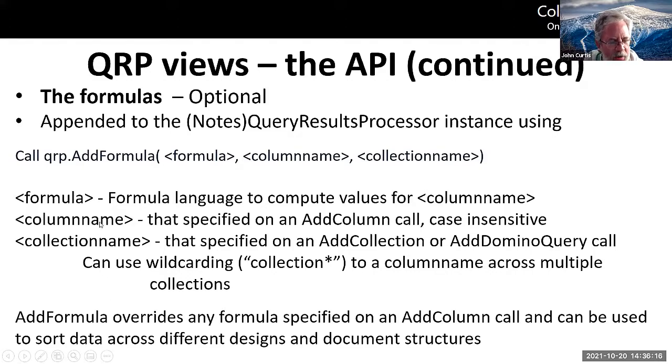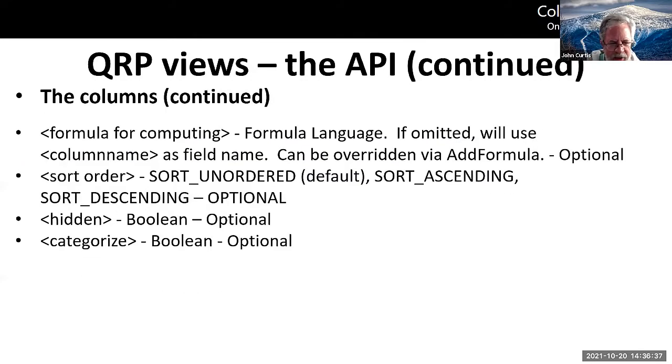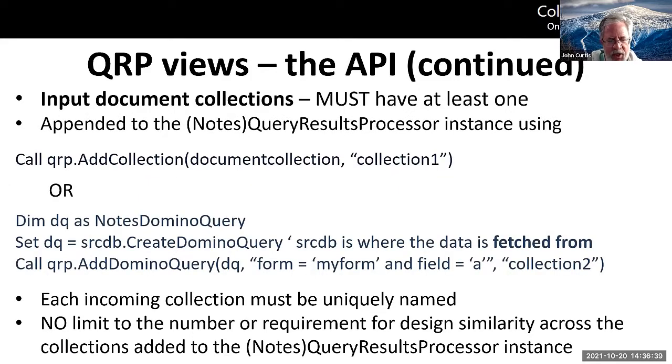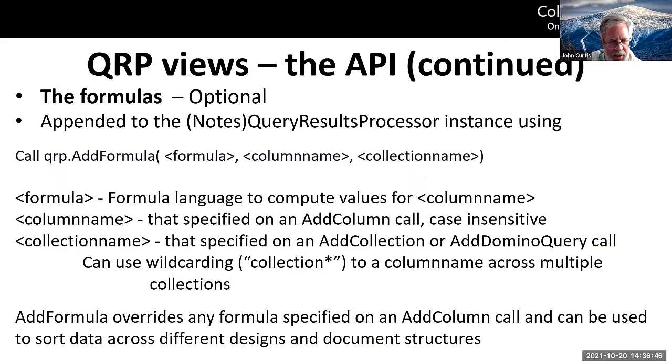So the column name must exist in an add column call. You had to add it. If you don't have that name, this will not run. It will complain. You must specify a column name that you already specified in the column name descriptions. And then the collection name says, across those, if you have multiple, and go back a few slides here, for each of these collections you added, I want to choose which ones to apply this formula to.